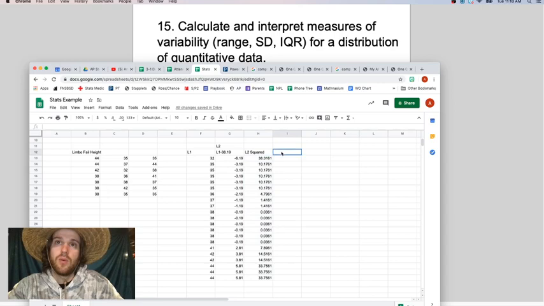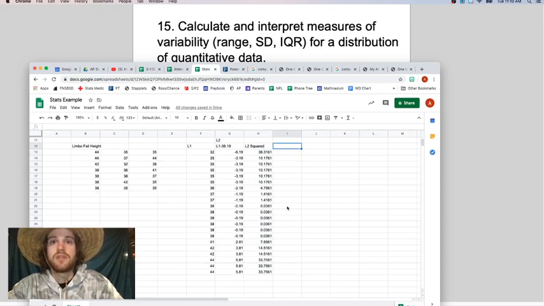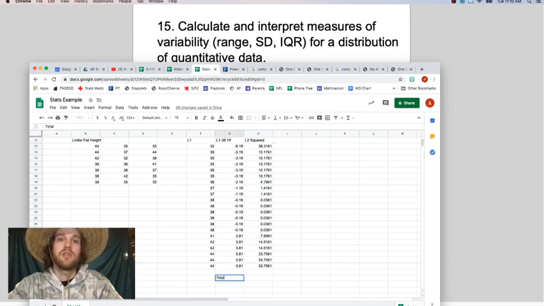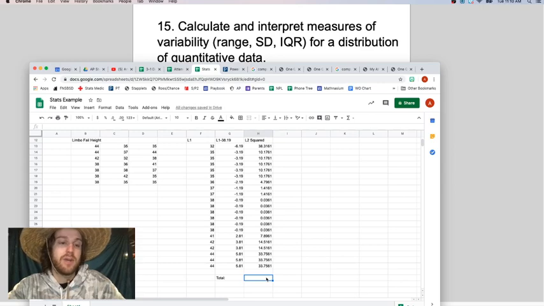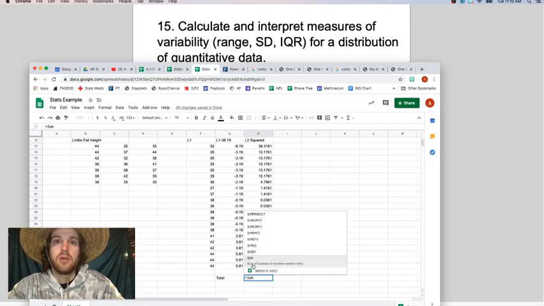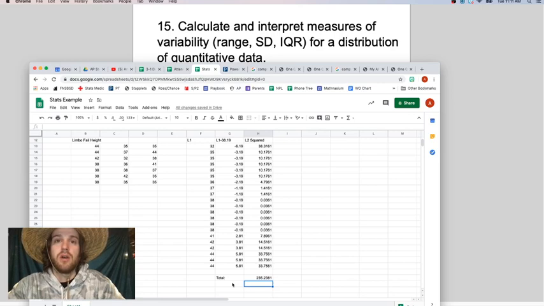Okay, and then what we're going to do here is sum all of the squared differences from the mean. So I'm going to put a total box down here. You can find sum in your catalog of your calculator. You go to your catalog, press S, go down to sum, and then you say sum of list 3, because list 3 is where all your squares are. I'll do equals sum on here, and click and drag. 235.